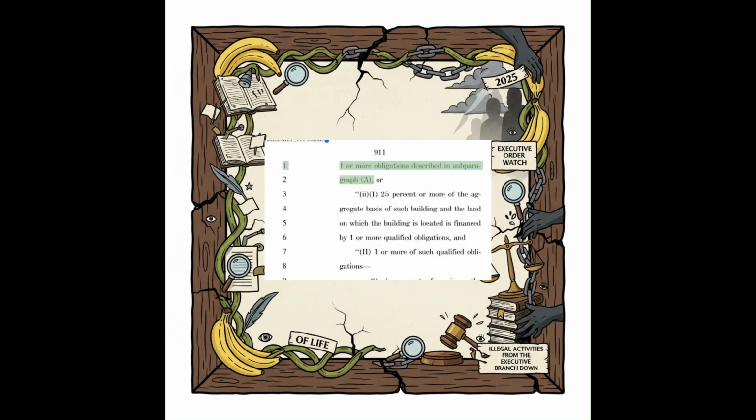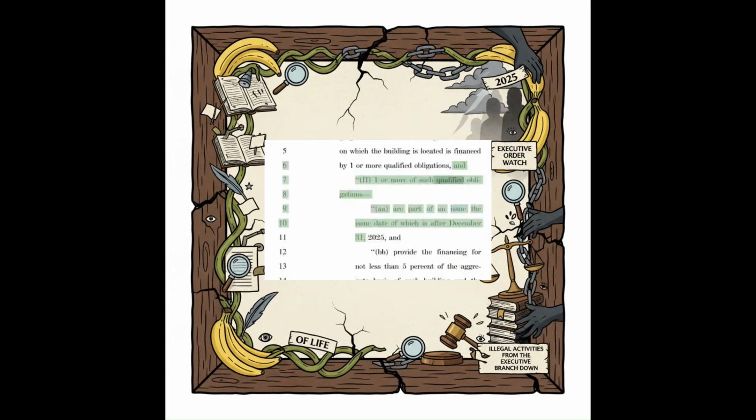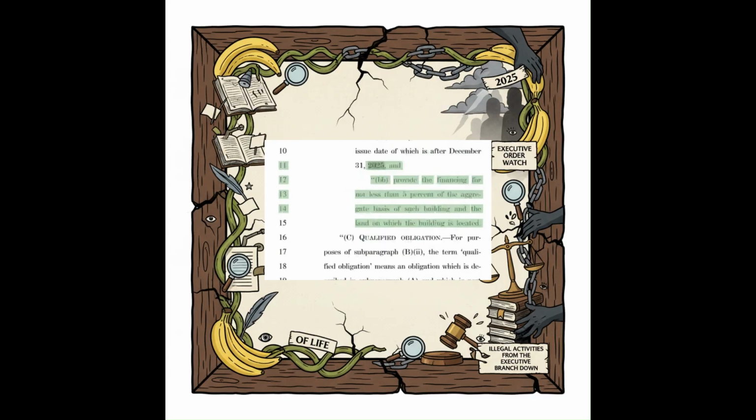one or more obligations described in the subparagraph, or 25% or more of the aggregate basis of such building and the land on which the building is located is financed by one or more qualified obligations, and one or more of such qualified obligations are part of an issue, the issue date of which is after December 31, 2025, and provide the financing for not less than 5% of the aggregate basis of such building and the land on which the building is located.